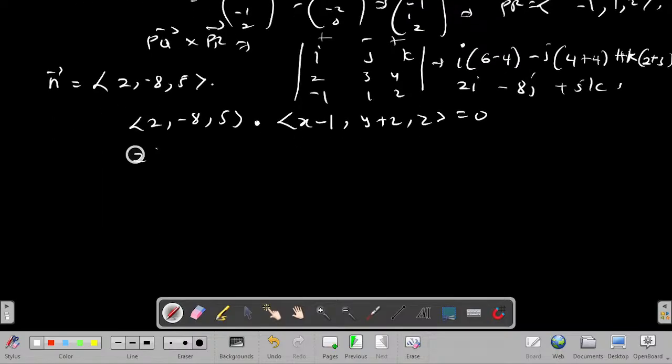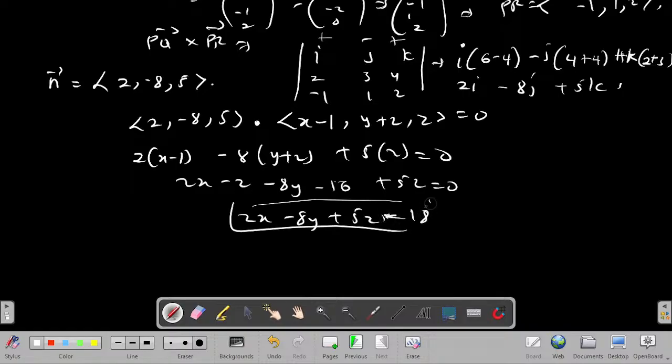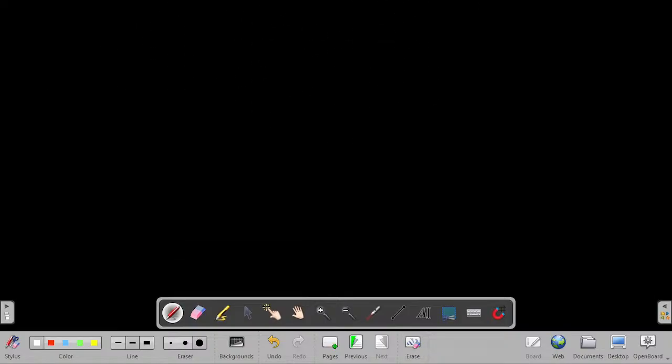Therefore, I simply have 2 times x minus 1, minus 8 times y plus 2, plus 5 multiplying z minus 0. So 2x minus 8y plus 5z is equal to 18. And that's simple. So now let's close the chapter on our revision and quickly move to the next thing on the board.